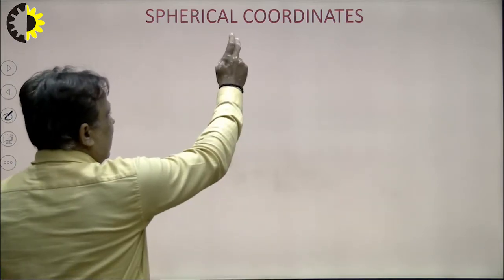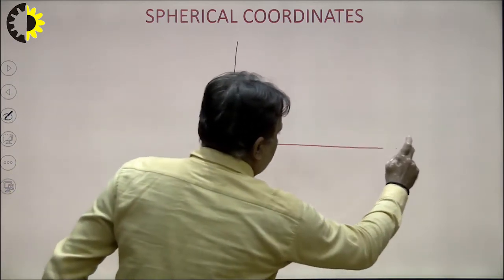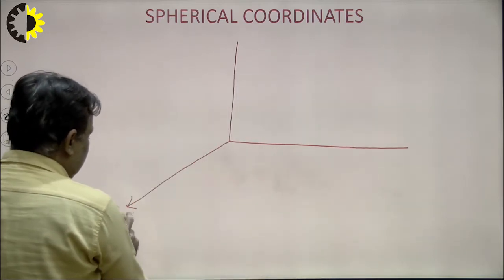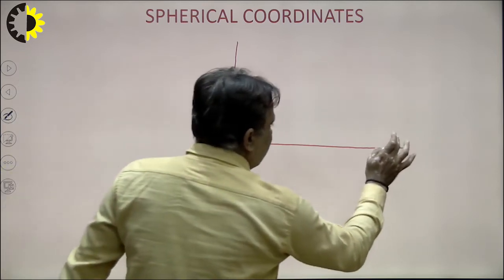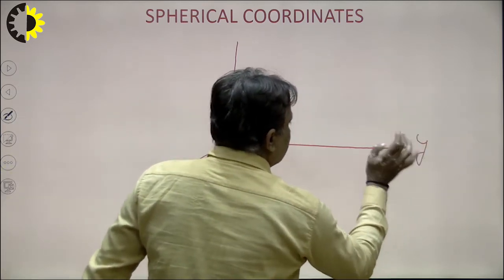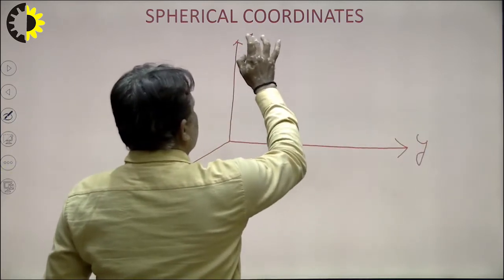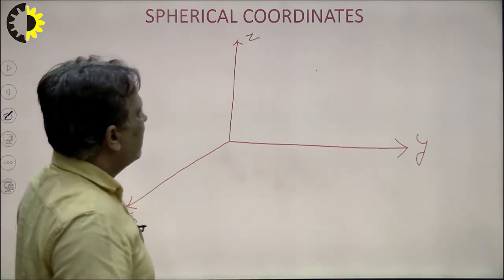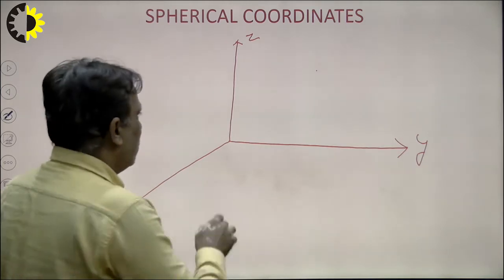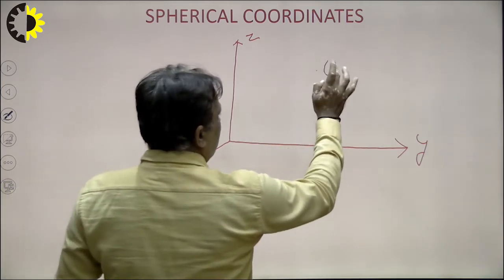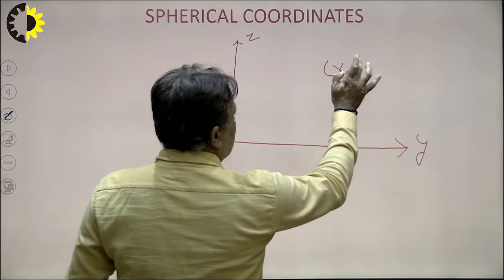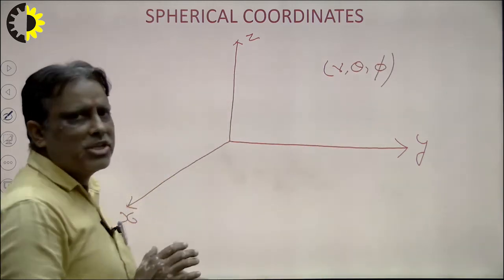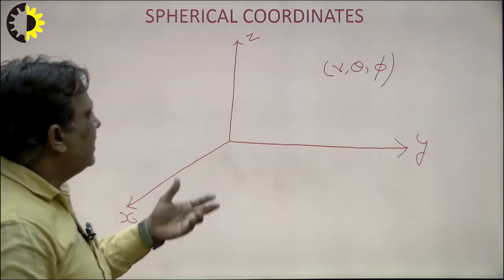Suppose I have the 3-dimensional space here. First of all I draw a diagram. Students, see very carefully. Suppose this is the x-axis, this is the y-axis, and this is the z-axis. Suppose a point, this is the point, in 3D space, so what will be the coordinates of this? The coordinates will be r, theta and phi here. That means phi is the 2-dimensional angle, and theta is the 3-dimensional angle.